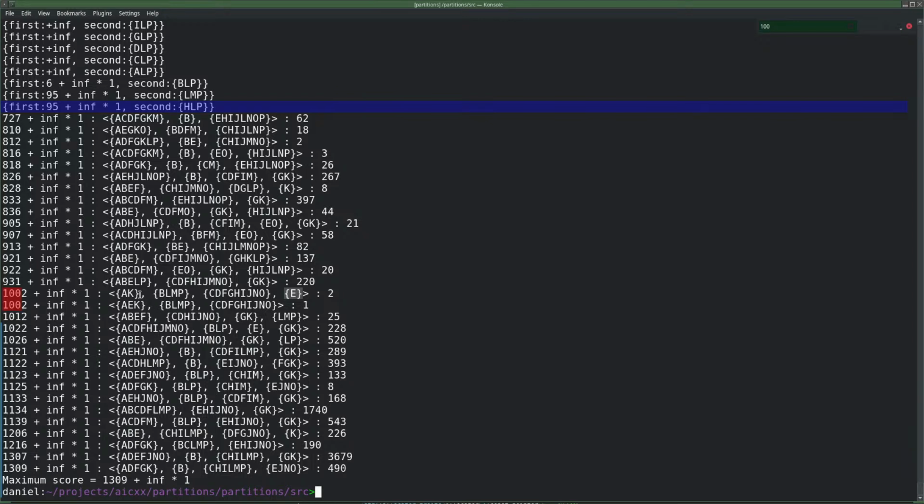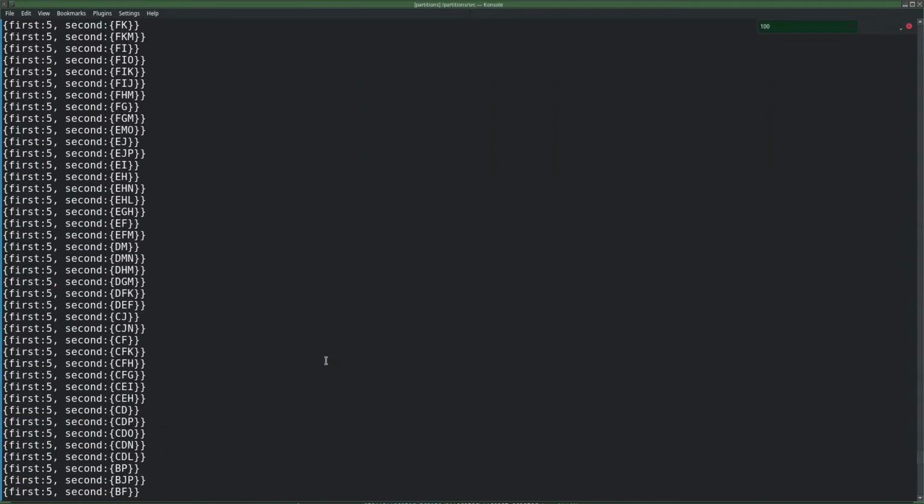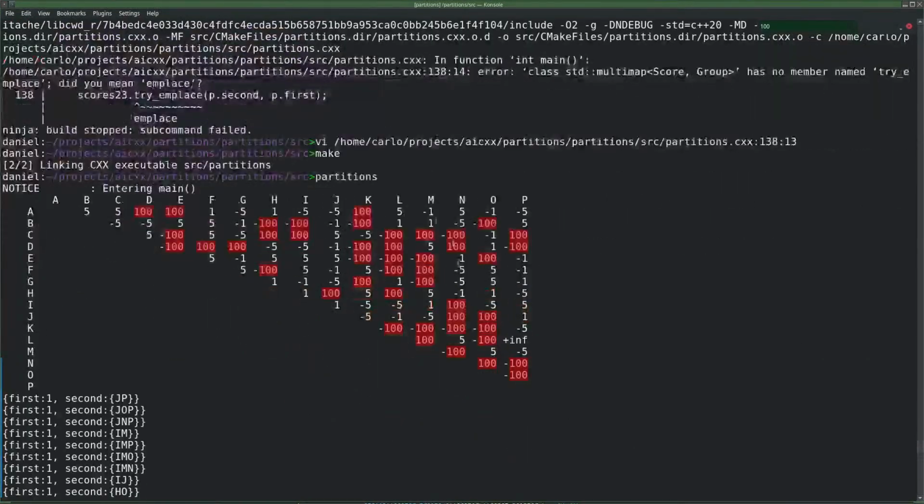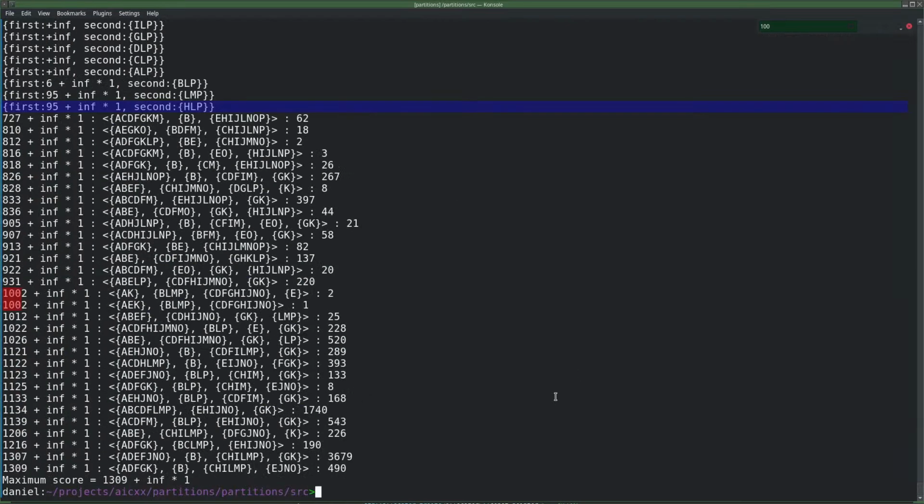The best partition gives me the highest score, and the score is determined by, inside each set, for each pair. So that would be BL, BM, BP, LM, LP and MP here, and a lot of pairs inside this one. I count the score from the table that I have. I have a table here. So CK is -5 and so on. So with that table, the best partitioning is this one.